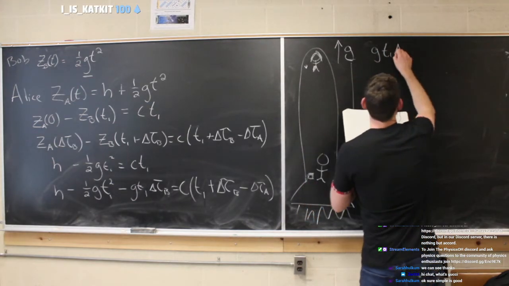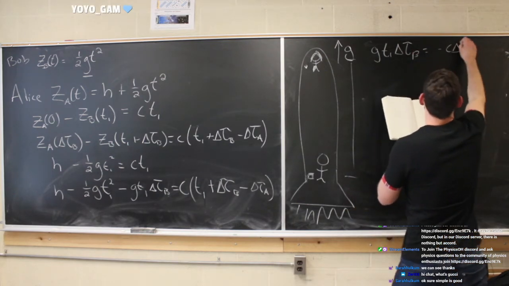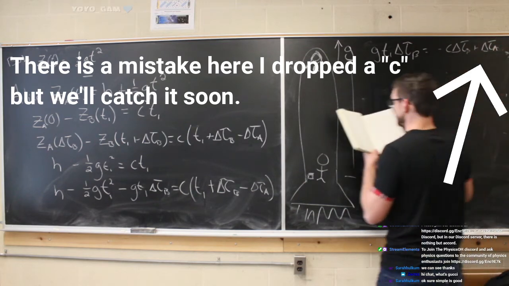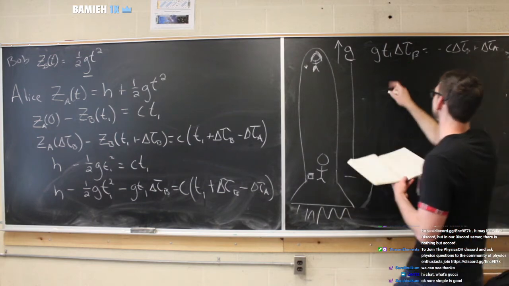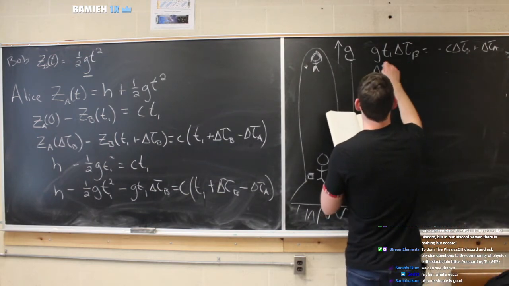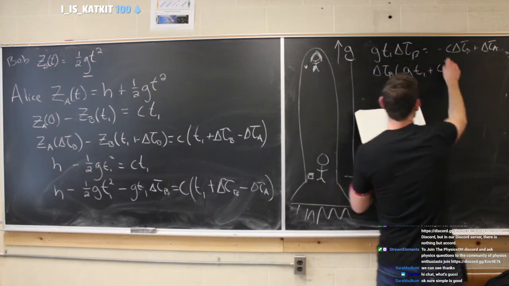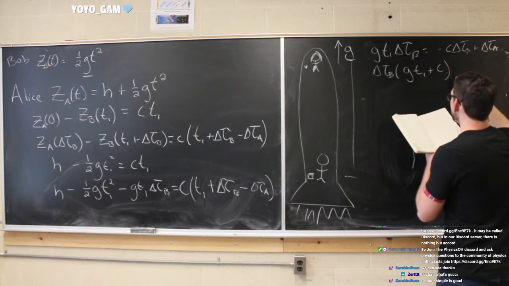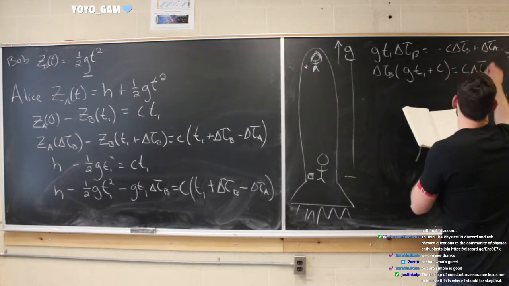G T1 delta tau B is equal to minus C times delta tau B plus delta tau A. So let's simplify this. If we bring over delta tau B over to this side, we get delta tau B, and we can factor it out to get G T1 plus C. So we're bringing this term over here and just factoring out the delta tau B. And this is going to equal C delta tau A.